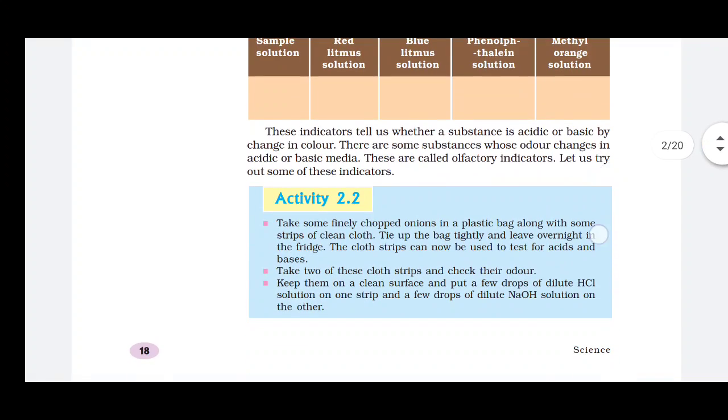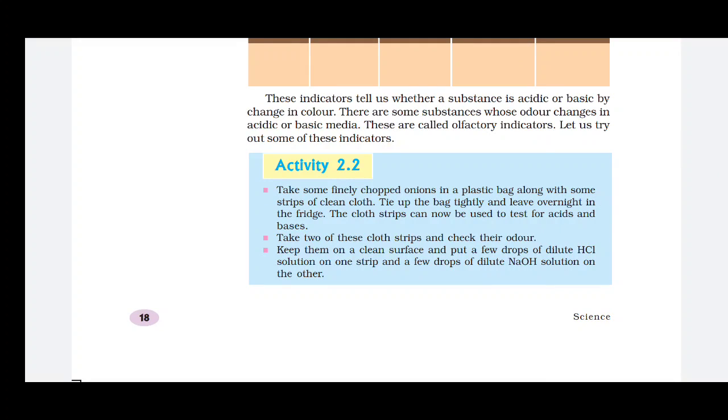Now another activity is based on the olfactory indicator. You have to cut pieces of onions. Okay, you have to peel the outer covering, then you have to cut it into small pieces, and you have to put 2 to 3 pieces of cotton cloth inside it overnight and keep it in the freezer.